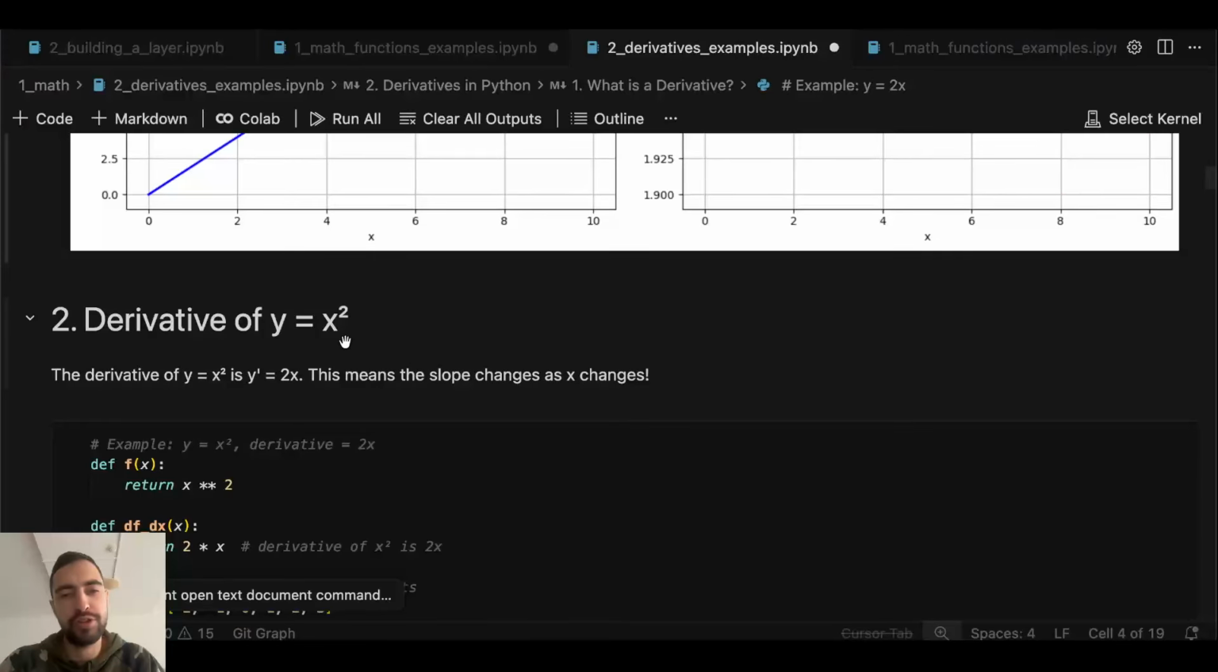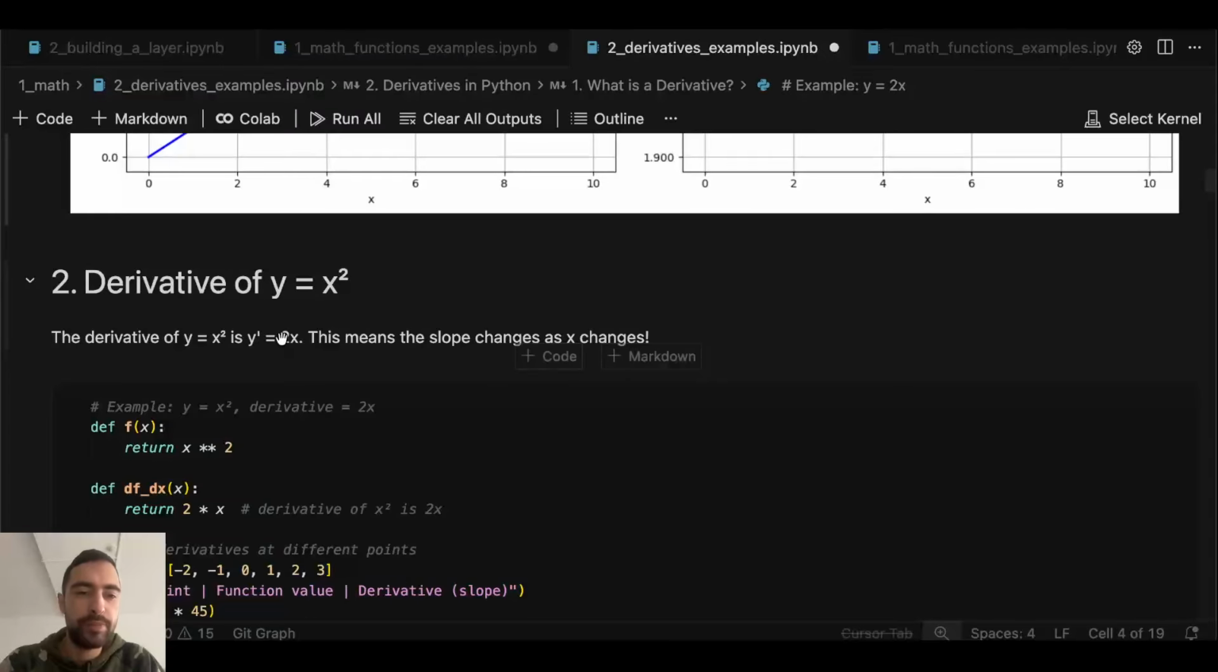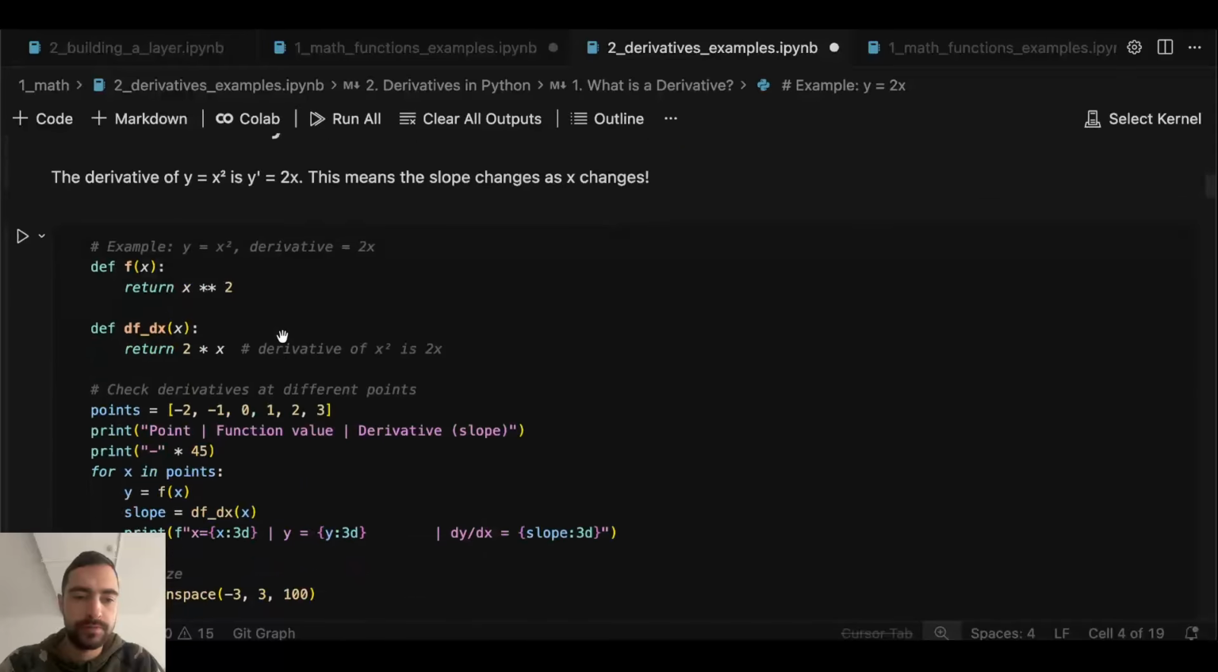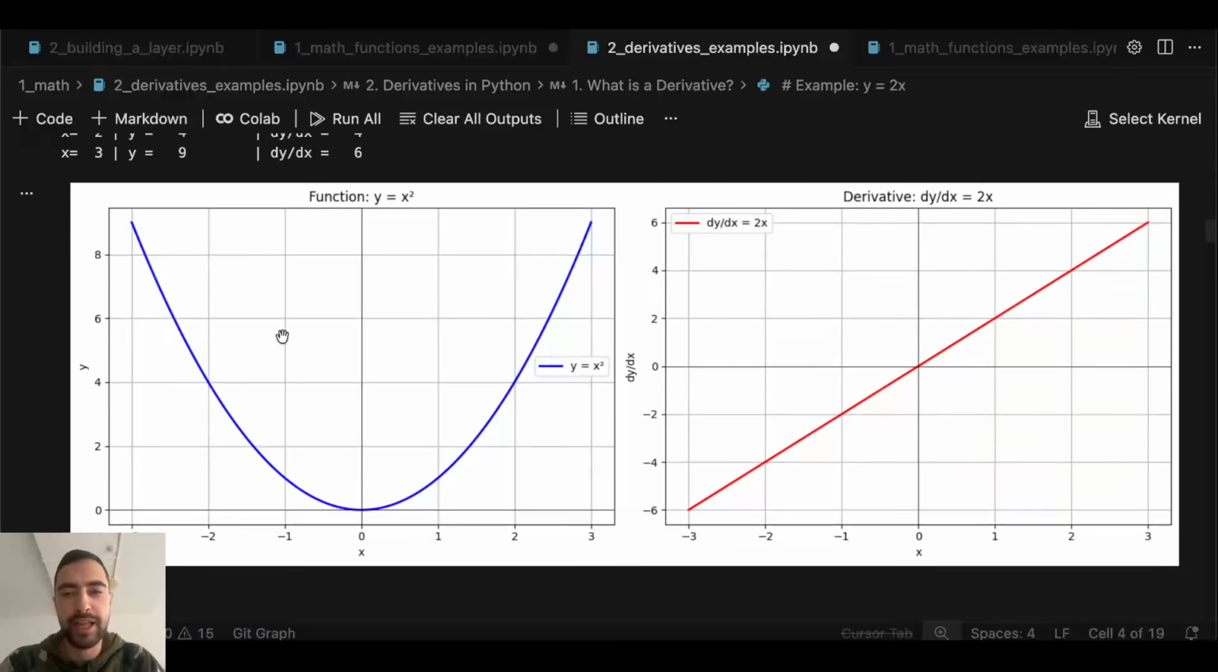Let's see derivative of this quadratic function y is equal x squared. So the derivative here will be 2x. And I'm going to explain how it's calculated, but we can see that here the function doesn't grow equally everywhere. So actually, as we increase or go further into negative on x, the y will start growing a lot faster. Here around 0, x is growing, but y is not growing up so much. But as we grow x, the y grows a lot faster.